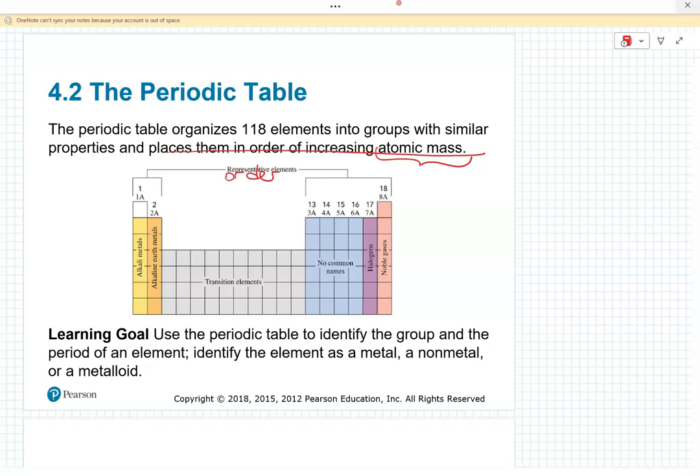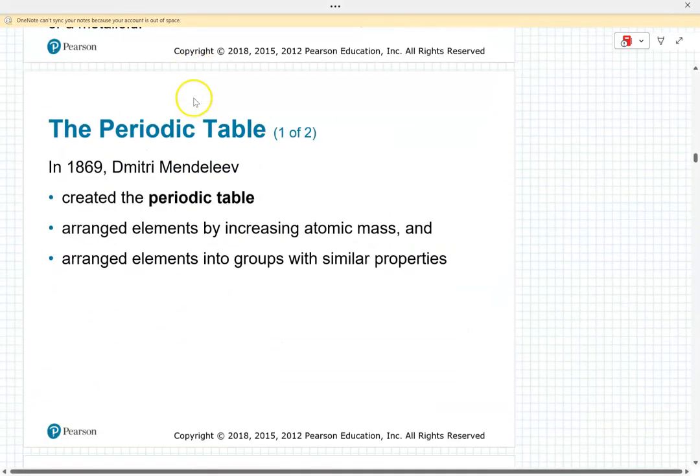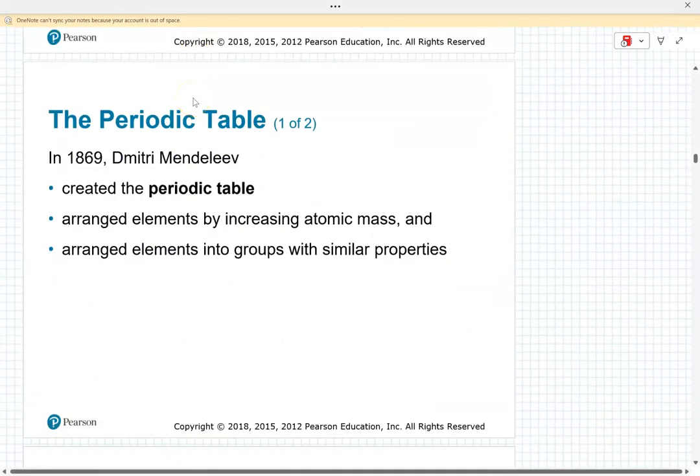So the periodic table puts elements in the order of increasing atomic number. We're going to get back to this when we talk about the structure of an atom. Sounds good? Okay. So we're going to figure out how you work with the periodic table.